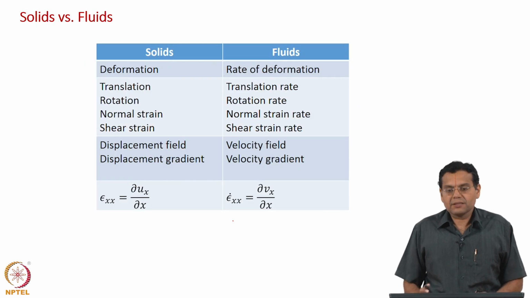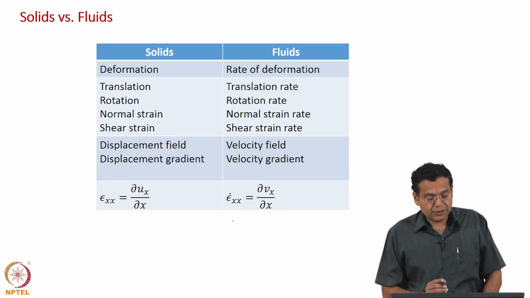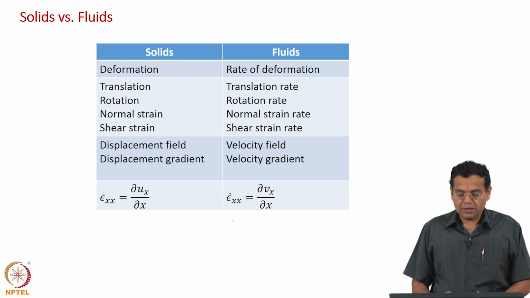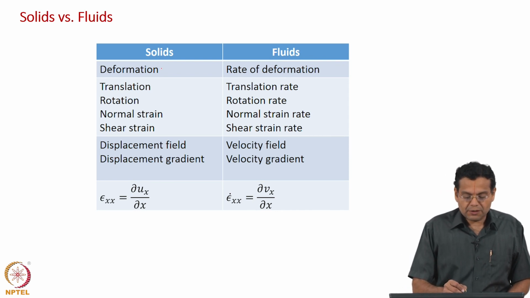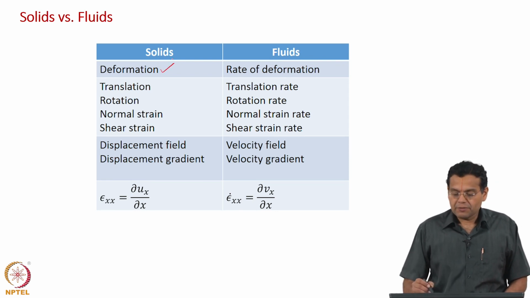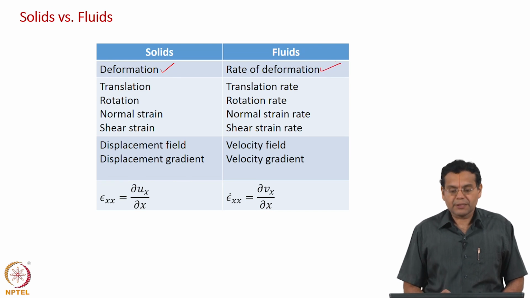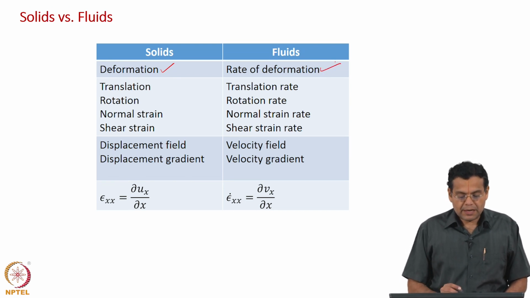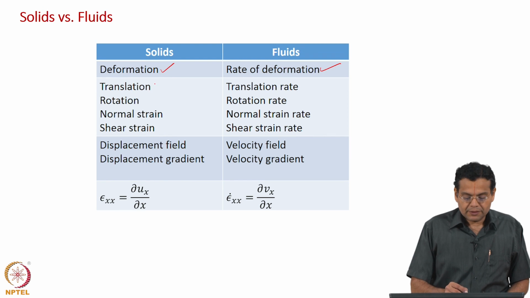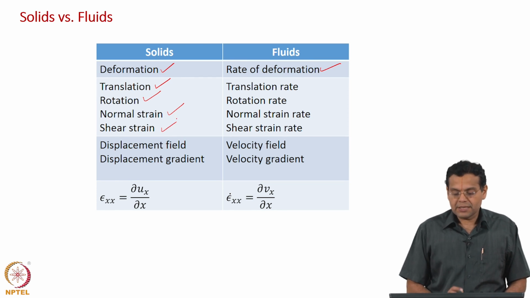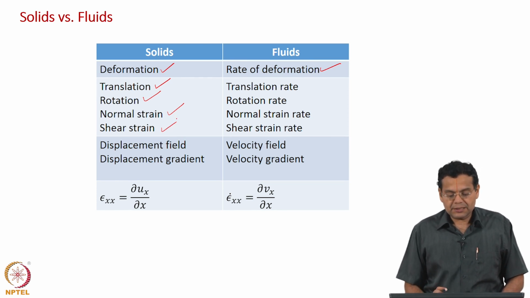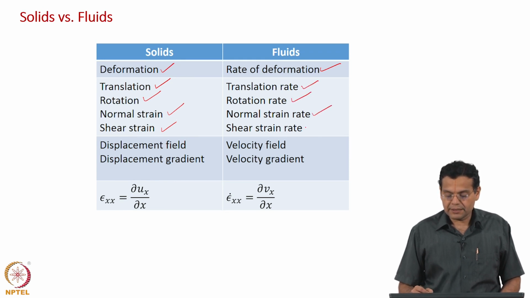Now, based on this difference, we can intuitively write this table. For the case of solids it is deformation, for the case of fluids it is rate of deformation, and for solids it was translation, rotation, normal strain, shear strain. All of this now has to be discussed in terms of rate. So, we have translation rate, rotation rate, normal strain rate, shear strain rate.